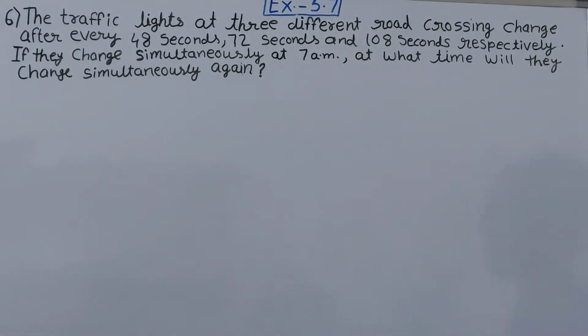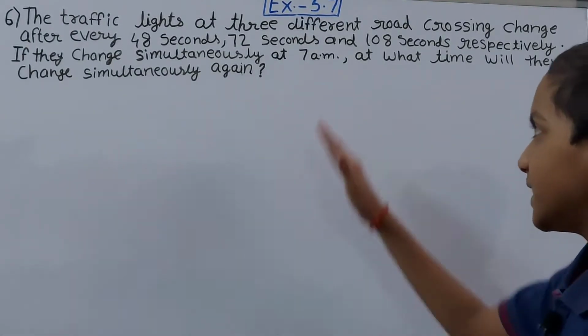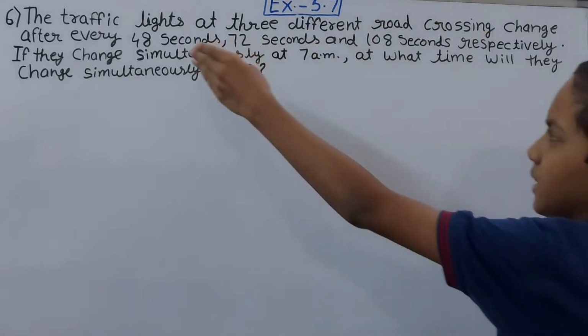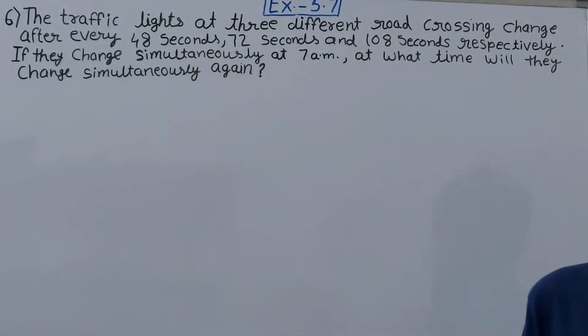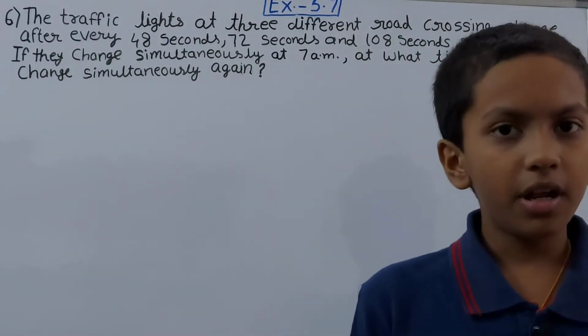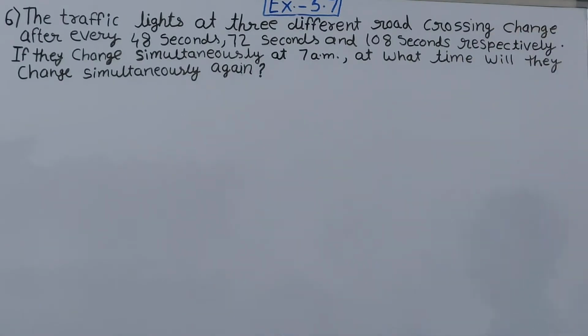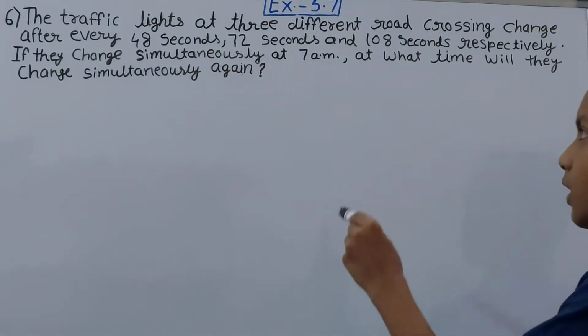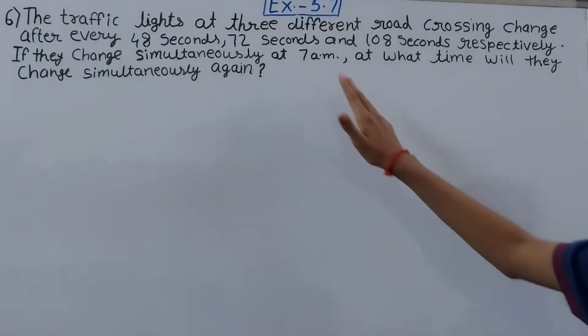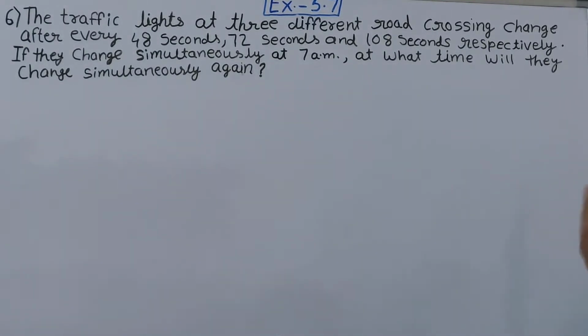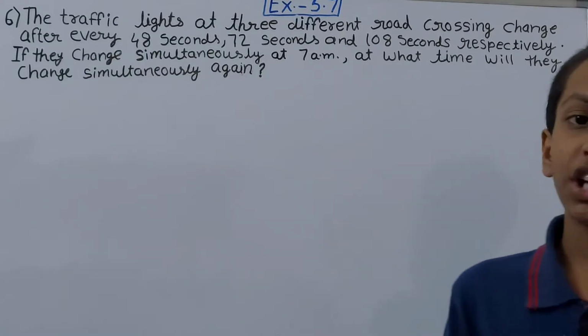Now it is saying that they all change together at 7 am. Like see, the first light changes after every 48 seconds, the second changes after 72 seconds and the third one changes after every 108 seconds. So like this they all changed together at 7 am. Okay, and now we have to find the next time on which they all will change again.